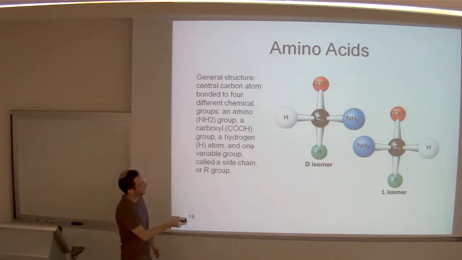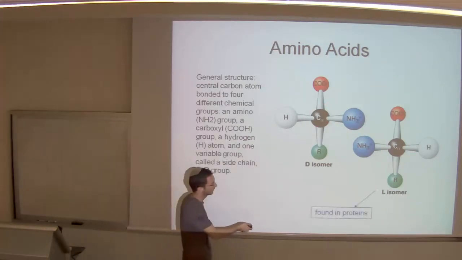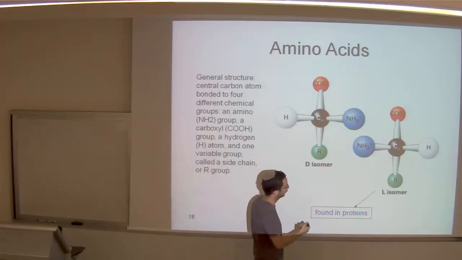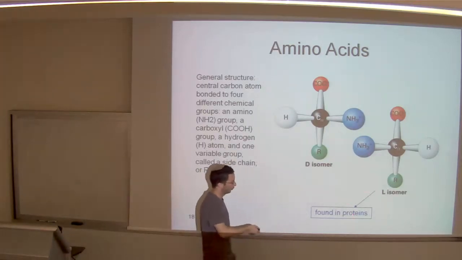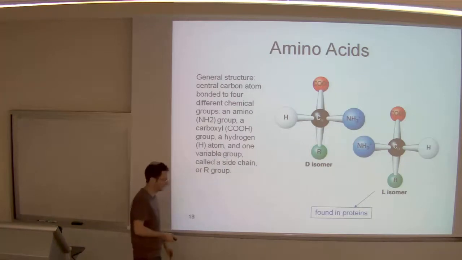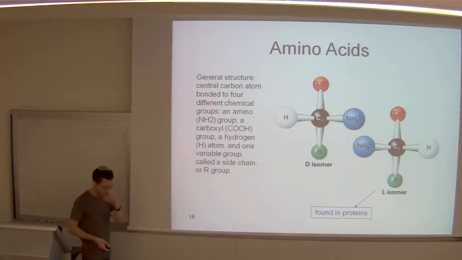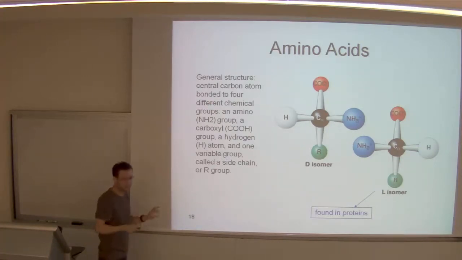As we described, a tetrahedral center can have two stereoisomeric configurations, and in amino acids we only find one of them, the so-called L isomer. So this is the building block of proteins.